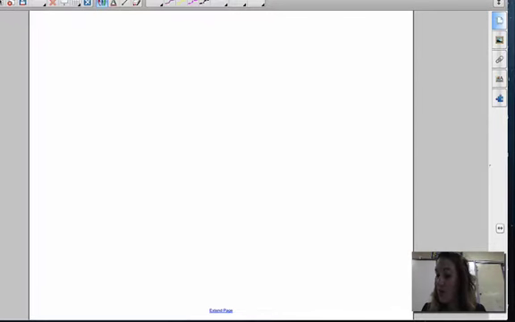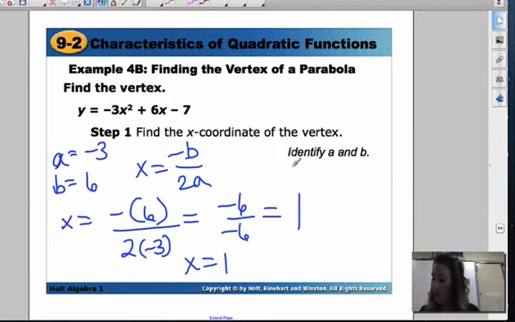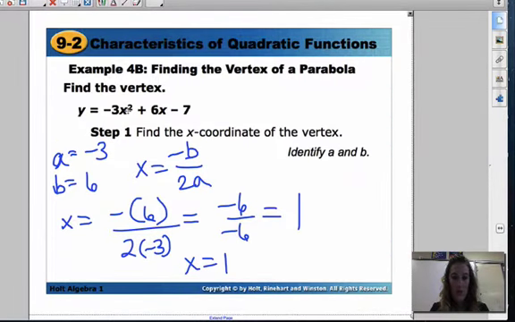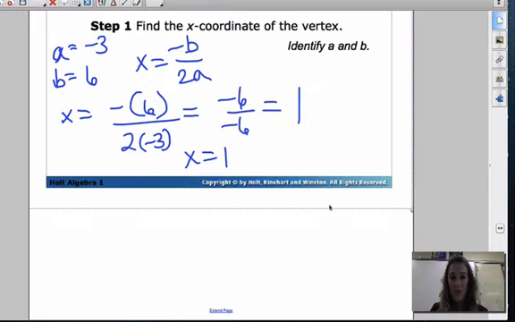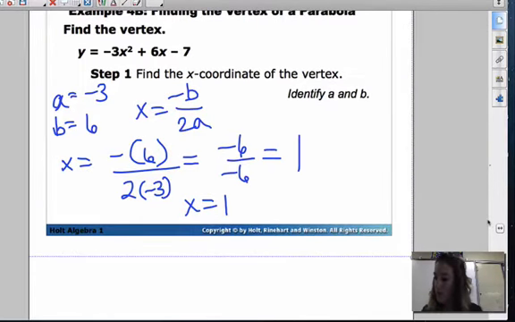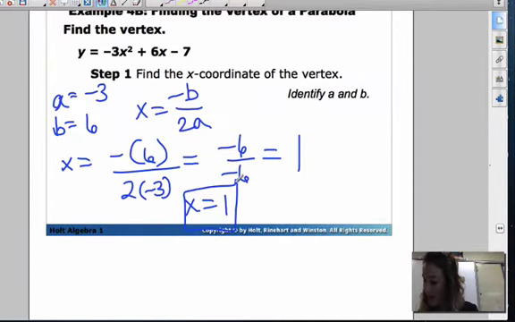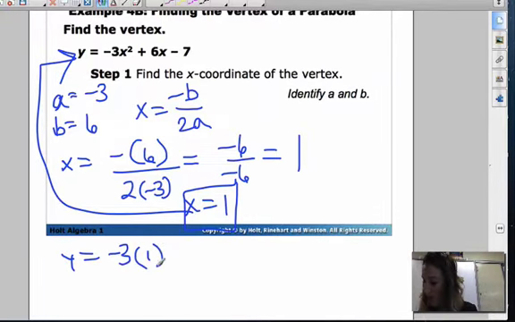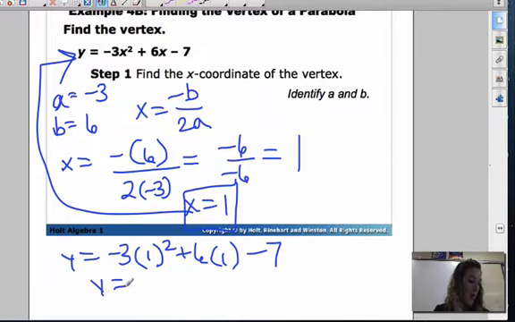Now step 2 is to take my x coordinate and plug it back into my original equation. So y equals negative 3 times 1 squared plus 6 times 1 minus 7. And I solve for my y, and I get negative 4.